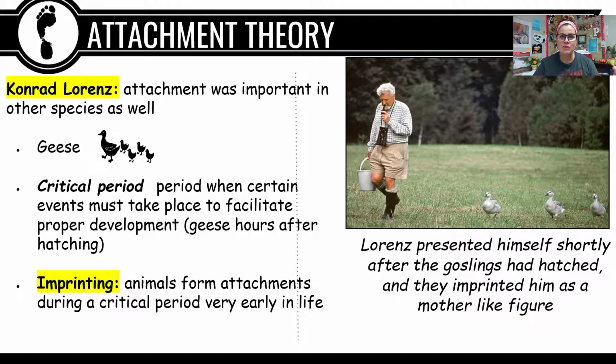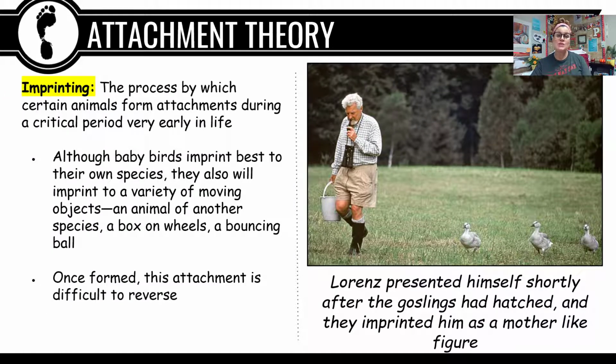And he labeled this imprinting. Imprinting is the process by which certain animals form attachments during this critical period, very early in life. And obviously, baby animals are going to imprint best to their own species. You could substitute another seal for a mother seal who's missing. If necessary, animals have the ability to form an attachment with another mother caregiver substitute.